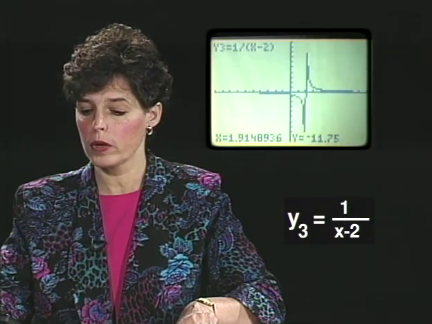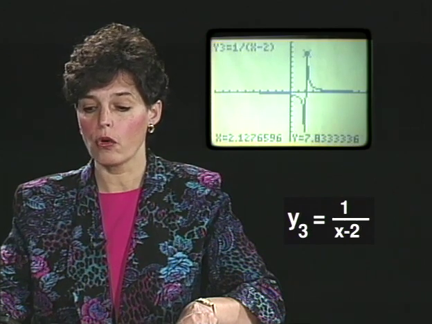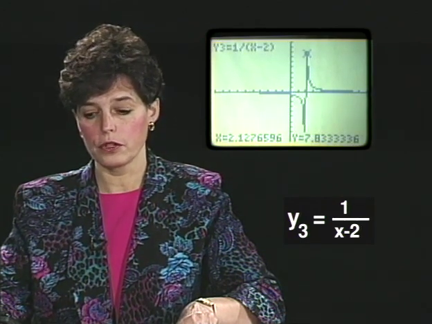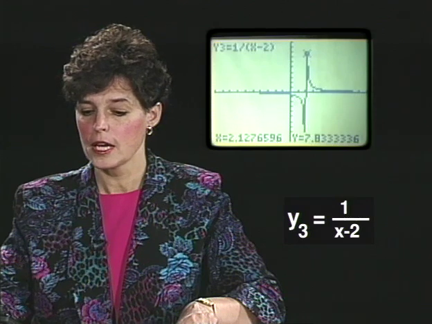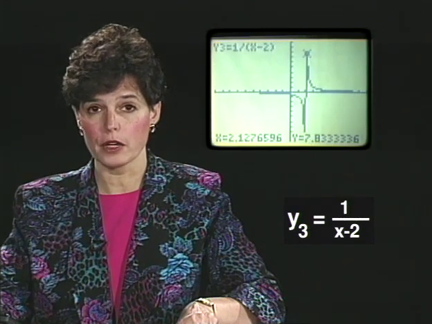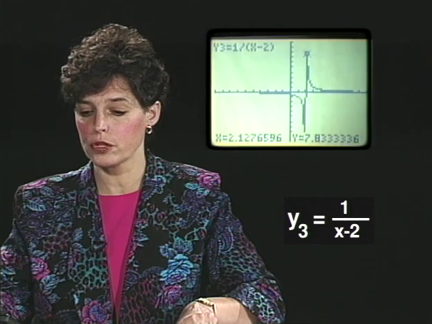Now if I keep going with my right arrow, I jump over the number 2, because these numbers don't always come out to be really nice, and I see that the x value is actually past 2. It's about 2.13.